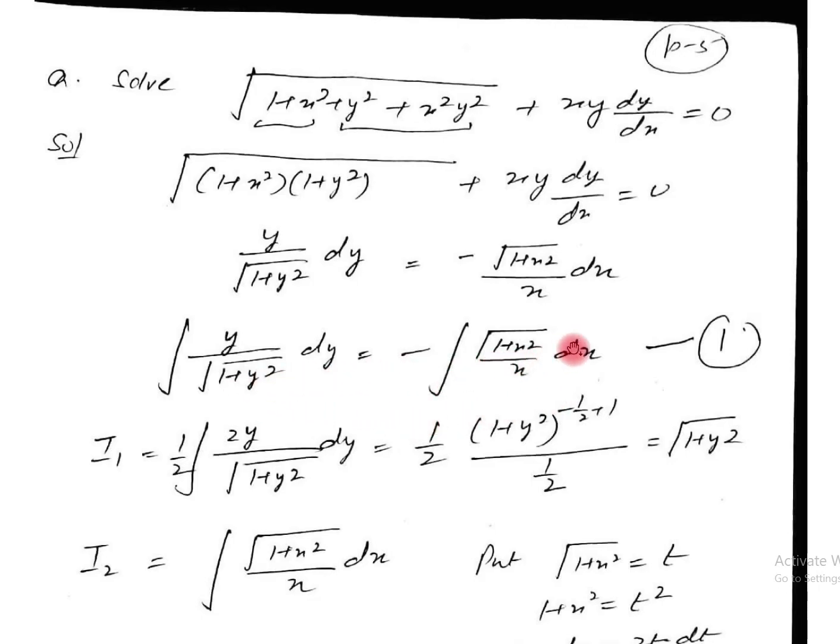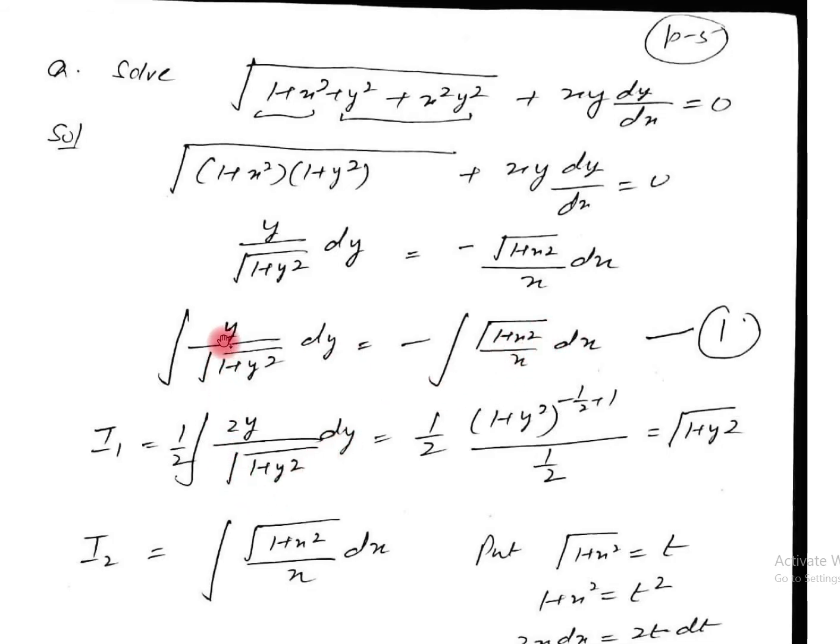To integrate this equation 1, first we have taken I1, and this I have taken I2. Now to integrate I1, we can make it 1/2 · 2y/√(1 + y²). Now the function's whole power is −1/2 and its derivative is there, so using that result, it is equal to 1/2 · (1 + y²)^(−1/2 + 1)/(−1/2 + 1), which equals √(1 + y²).